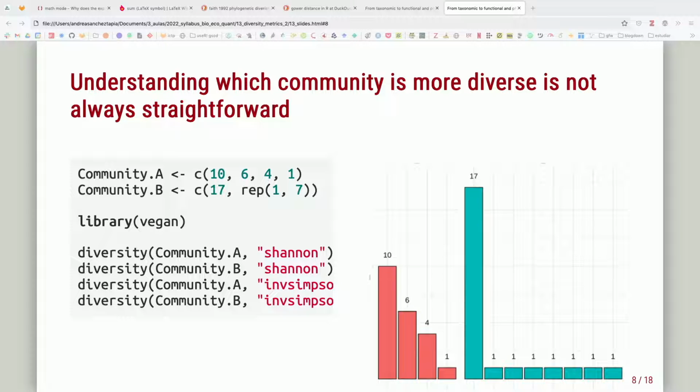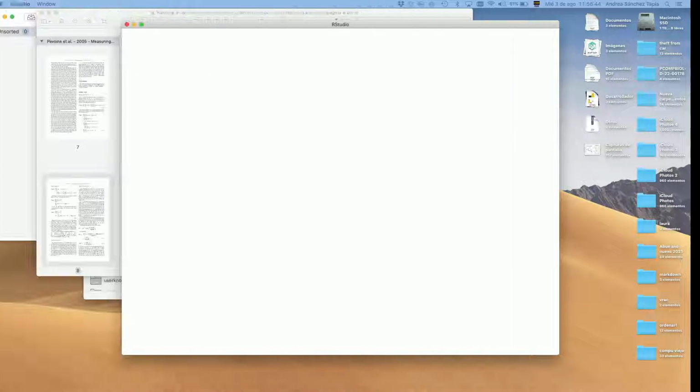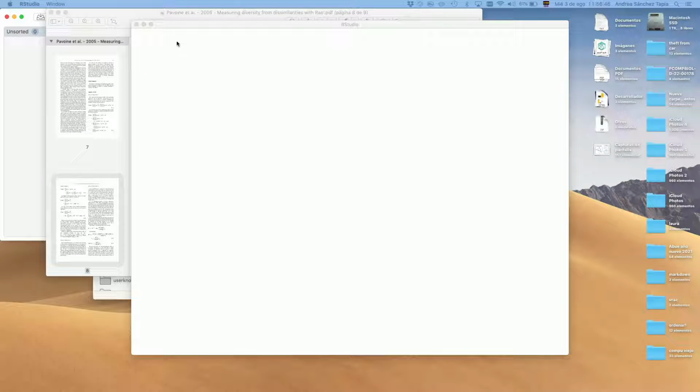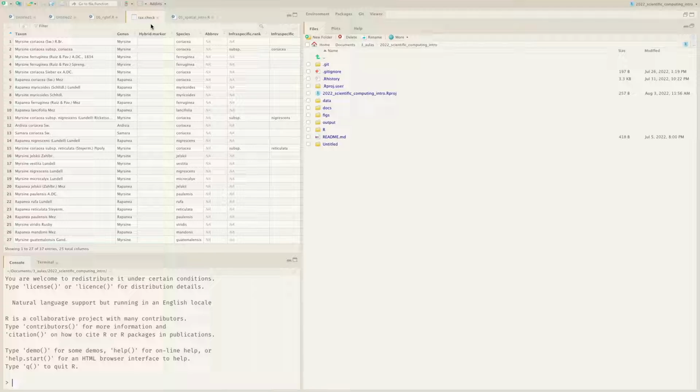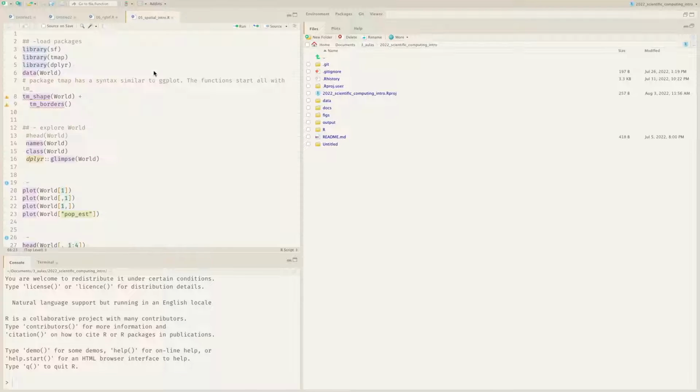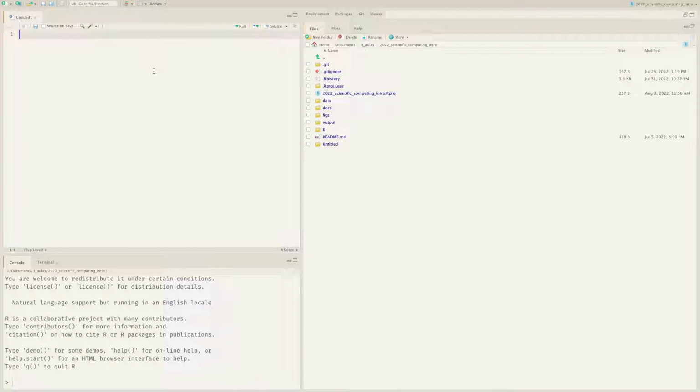I will just open here my repo that should be the same as yours. I will do this slowly. If you are waiting, just take a look at the help. Not only the code, but the help of the diversity function is one of the best helps in the whole of R. So, library vegan.